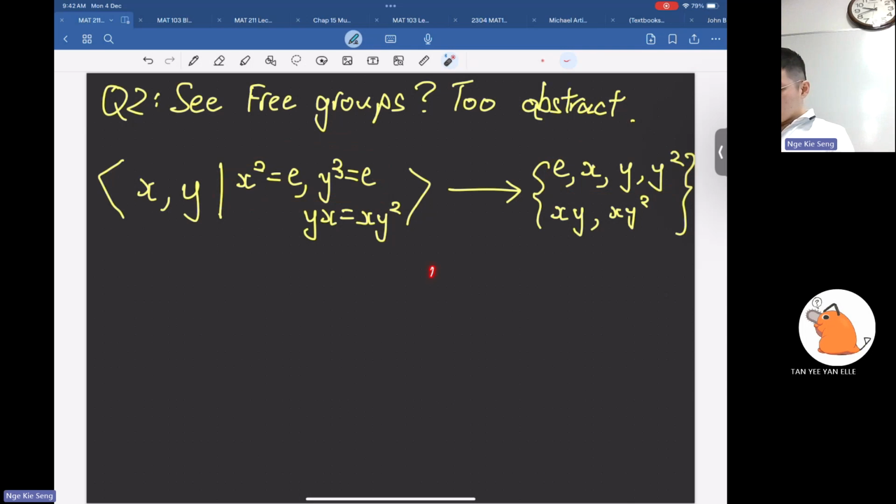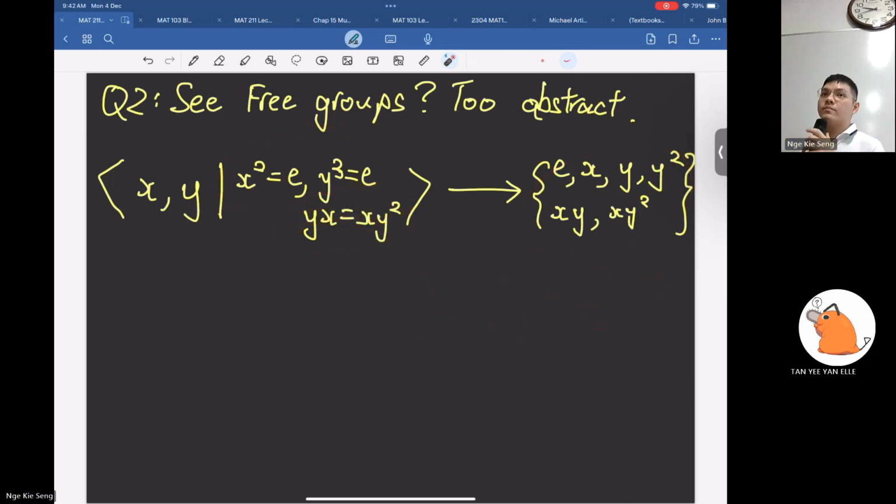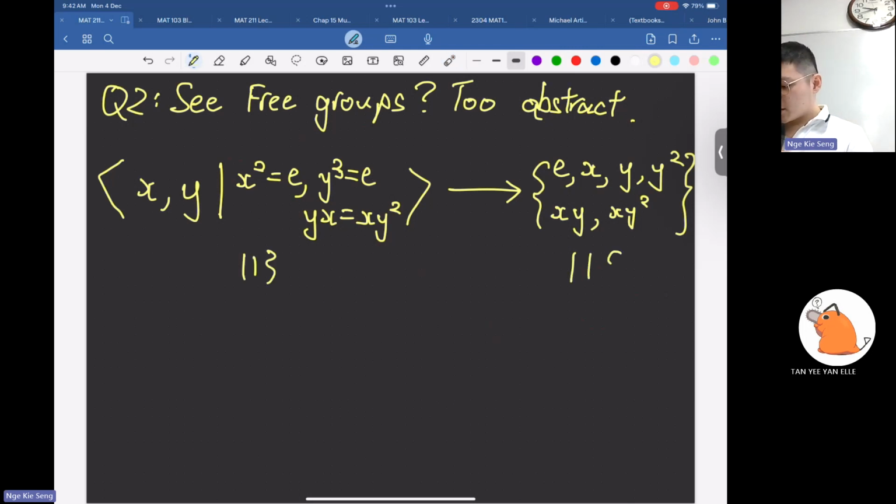If you consider all the YX or YYX, through the third relation here, you can push all the X forward. Once you group X and Y together, you can cancel the higher power using the first two relations. So you're left with these 6 here. Make sense? And then how do we really understand this in S3? We need to pick an isomorphism.